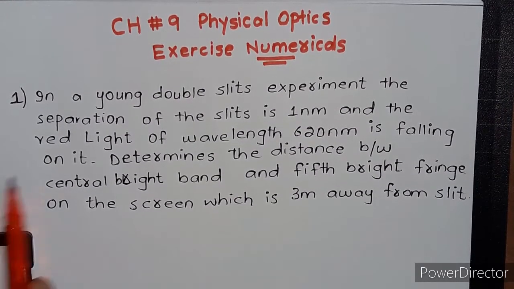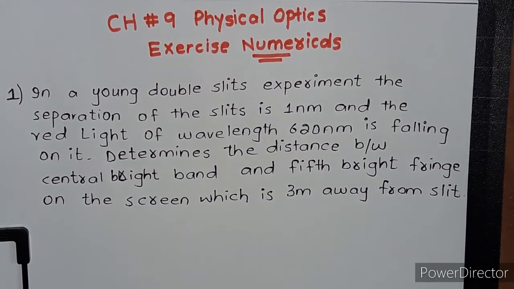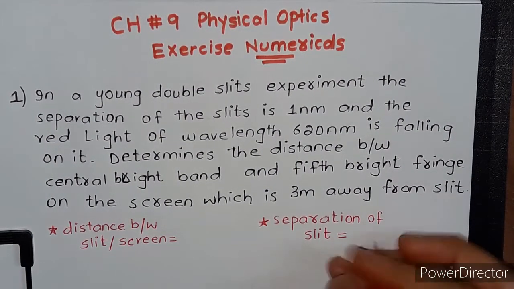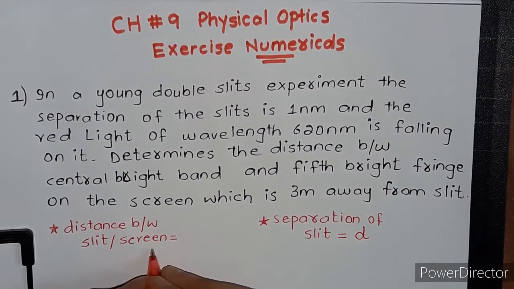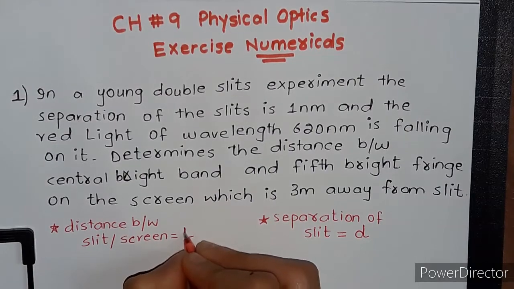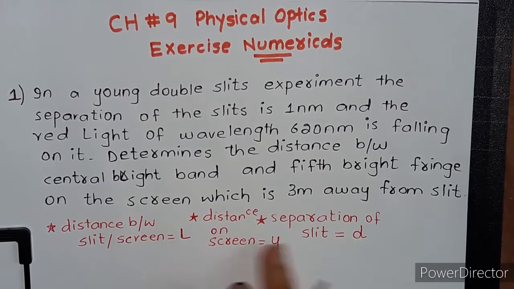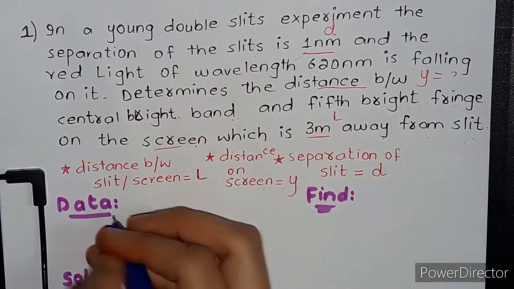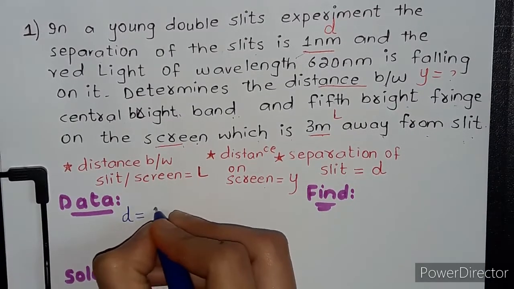So the first numerical. Firstly, you should know some basic things. Separation of slit is denoted by d, and the distance between slit and the screen is denoted by L. Distance on screen is denoted by y. These three things you should know, which should be denoted by what. So in the data we have to write, we are firstly given the d value, which is the separation of slit, which is 1 nanometer.